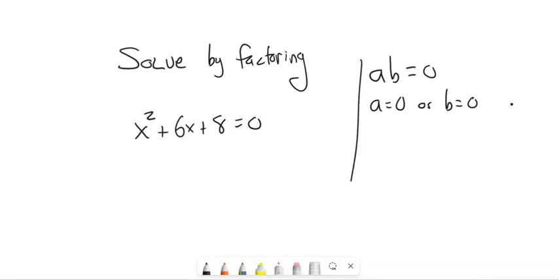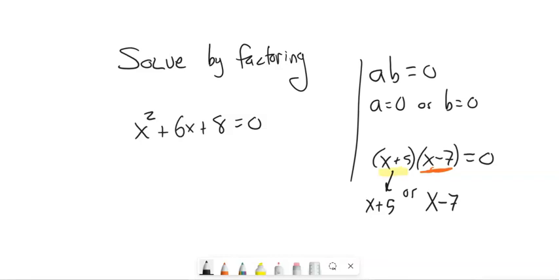So what that means, like if I have something like x plus 5 times x minus 7, that looks familiar, equals 0, what I have is this thing multiplied by this thing gives me 0. Notice the implication being this has to be equal to 0, or this has to be equal to 0. And if I solve that, subtract 5, x equals negative 5. Add 7, x equals 7. So x could equal negative 5 or 7.